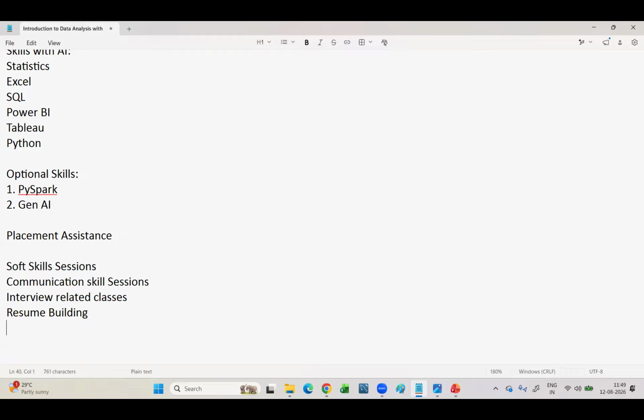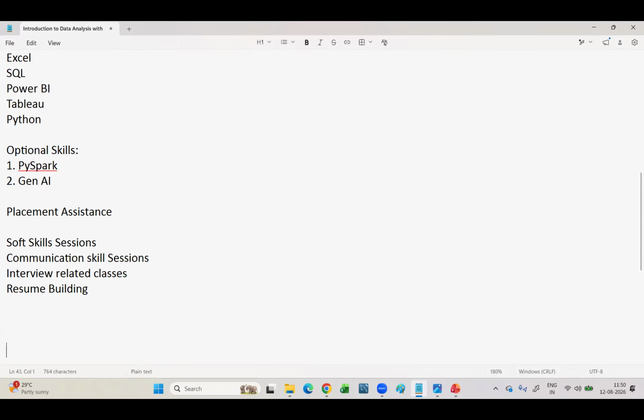and resume building classes, and even the social media profiles for jobs, LinkedIn, Naukri, GitHub, those types of things. The classes will be conducted, and resume feedback will also be provided. And as I mentioned, mock interviews will be there. All these things will be there. Okay, I hope you understood the flow of how we are following our placement assistance.